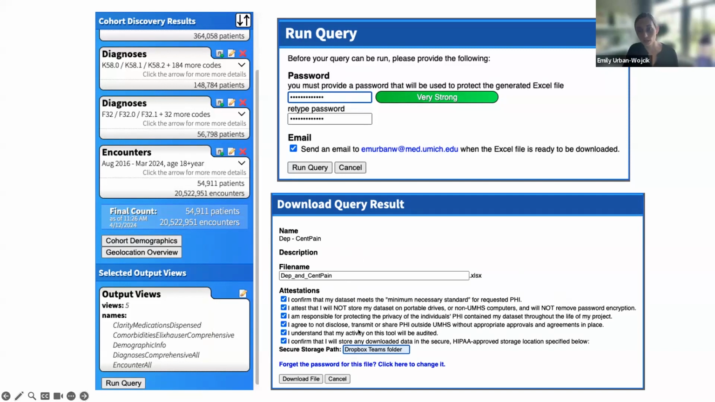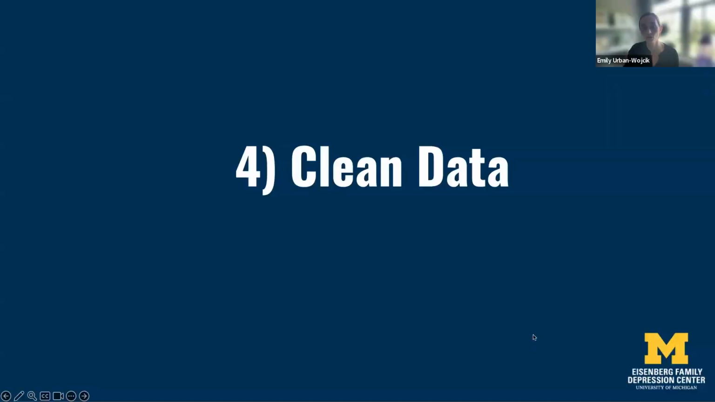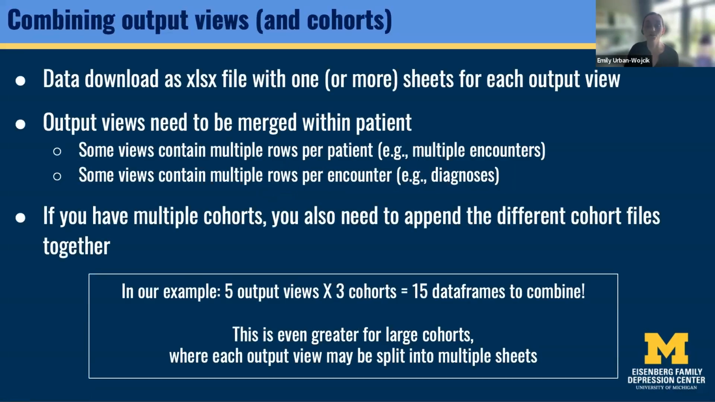So just a note, I think I already mentioned this, possibly the Dropbox Teams is a viable source, as per the ITS Safe Computing site, for a place to store your PHI data. So once your data are downloaded, you'll need to clean it and prepare it for analysis. And this part can get a little tricky depending on what you're using and how big your data are.